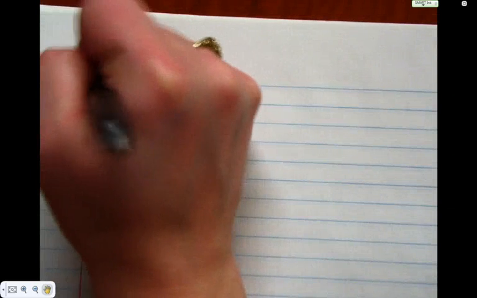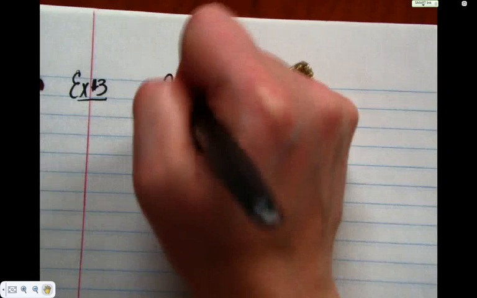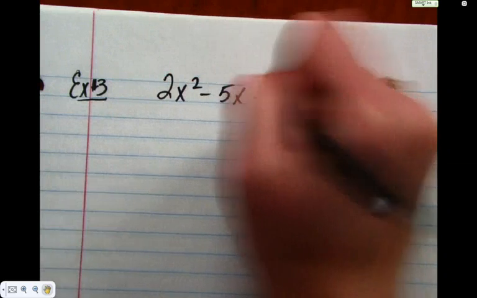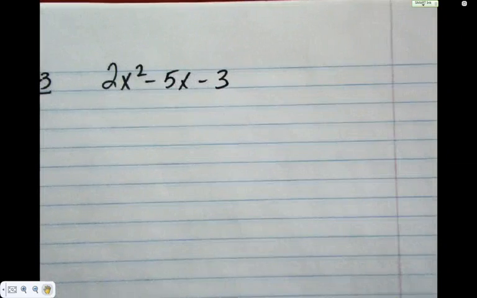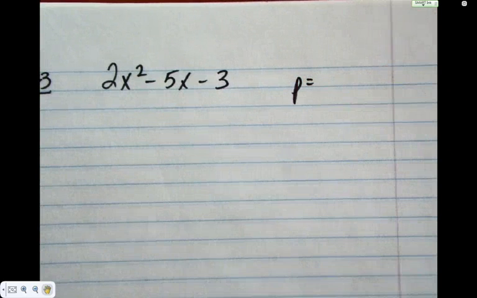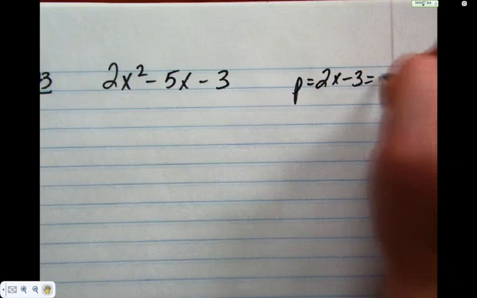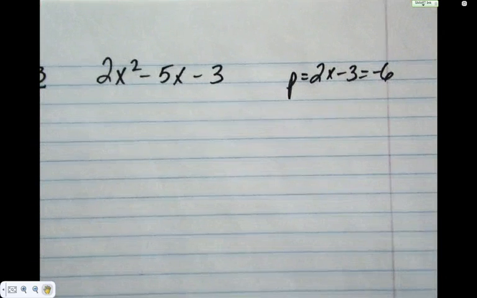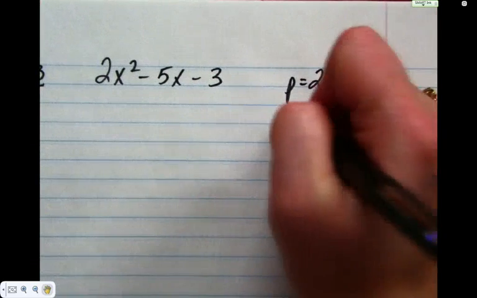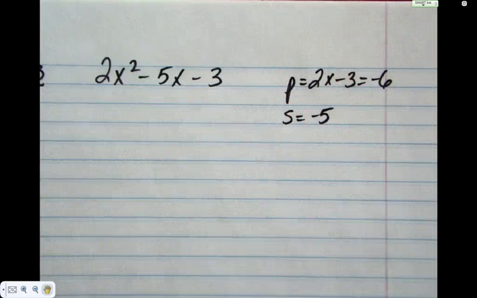Number 3. (2x squared minus 5x minus 3). Step number 1 is the product, and the product is first times the last. In this case, it's -6. The sum we're looking for is -5.